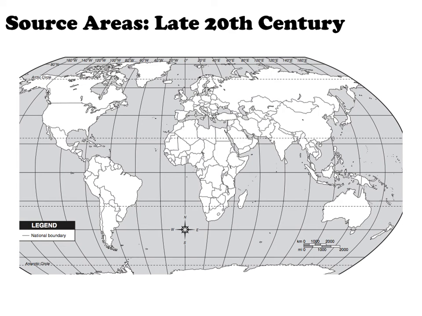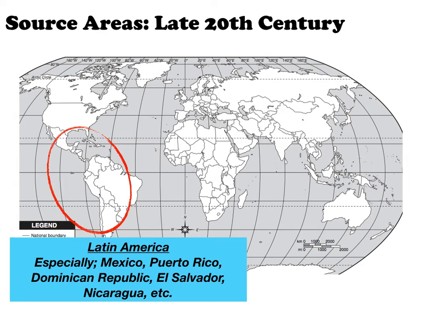So the source areas for this migration wave are quite different than in the early 20th century. For the late 20th century, we're looking at two major regions, the first of which is Latin America, specifically Mexico, Puerto Rico, Dominican Republic, El Salvador, Nicaragua. These are countries with major amounts of immigrants coming in the 1980s and 1990s.